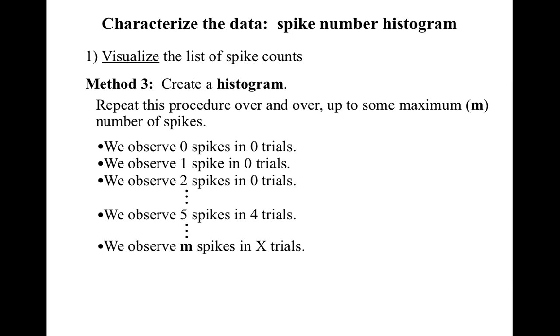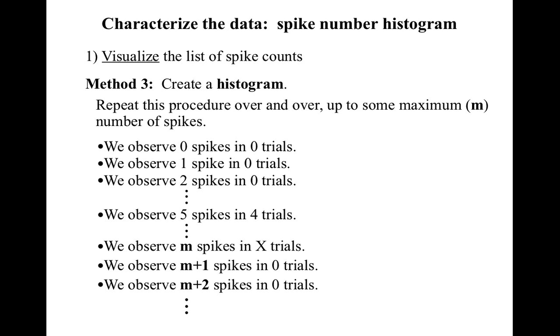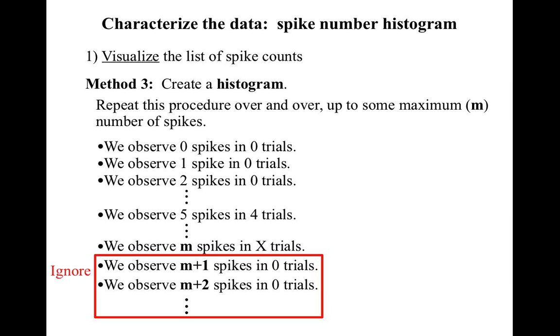And the purpose of choosing this m is that if we then ask, do we observe m plus 1 spikes? The answer we're sure is 0. What about m plus 2 spikes? It is 0. So we never observe anything greater than m. So we can choose this m in some way. And what we'll do is we'll just ignore all of these questions at the end where we know that none of the trials are going to have greater than m spikes. So we always choose m to enforce this. We never observe more than m, this little m spikes in a trial.